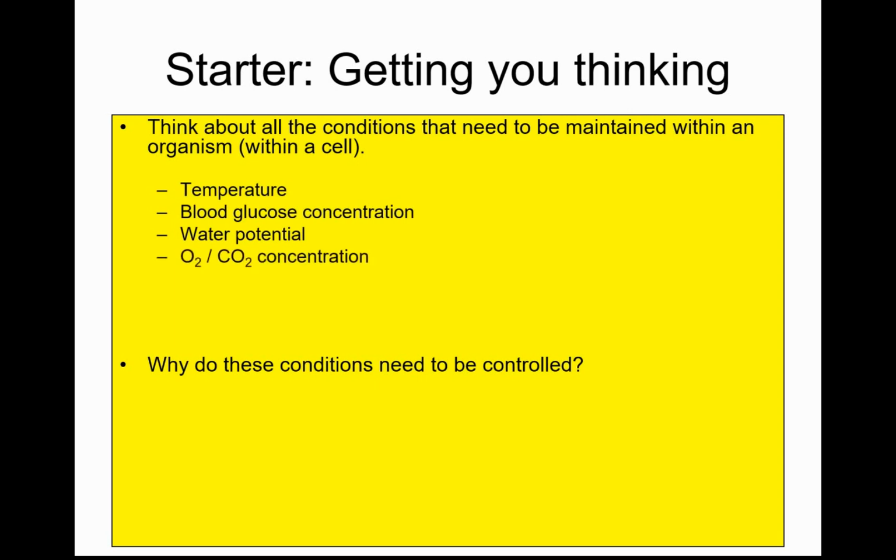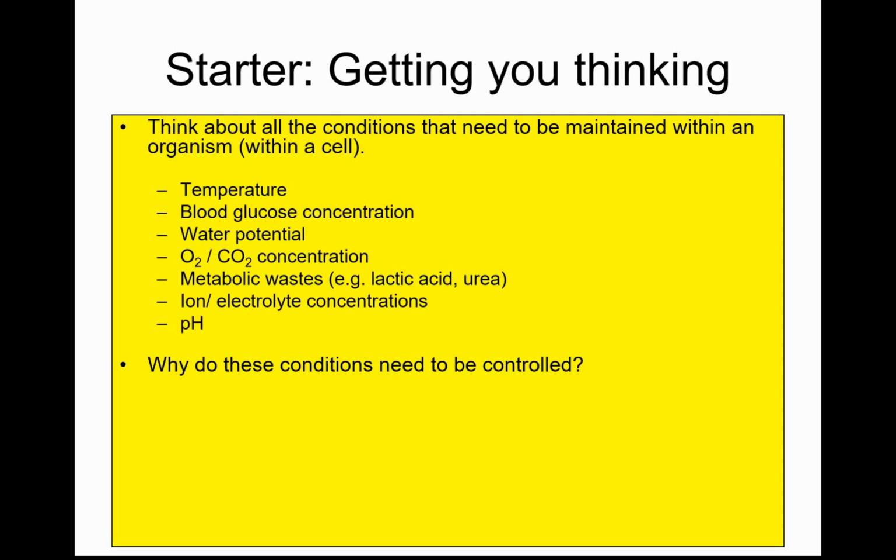Oxygen and carbon dioxide concentration in terms of respiratory gases, metabolic waste, lactic acid from anaerobic respiration, urea from the breakdown of amino acids, you might remember some of that from GCSE, the ion or electrolyte concentration in your blood which affects water potential, and pH.